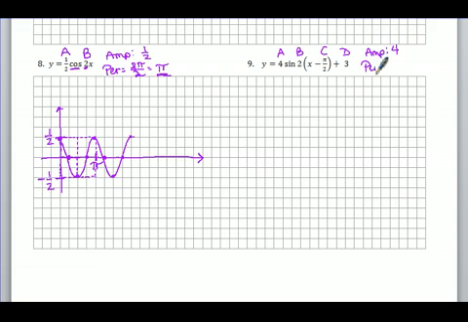The B number is going to affect our period. 2 pi divided by b, which is 2, equals pi. So again, I have a period of pi. My c, we have minus pi over 2. It's grouped with the x. It's a horizontal shift. It's going to be opposite of what we think. Right, pi over 2, not left. And my vertical shift is up 3. So we're ready to graph.